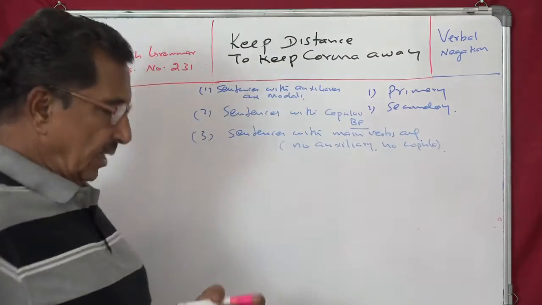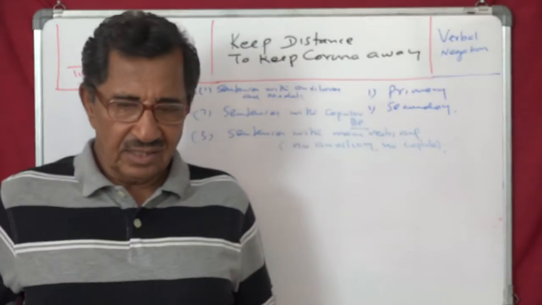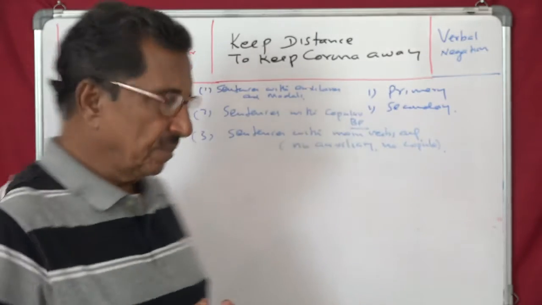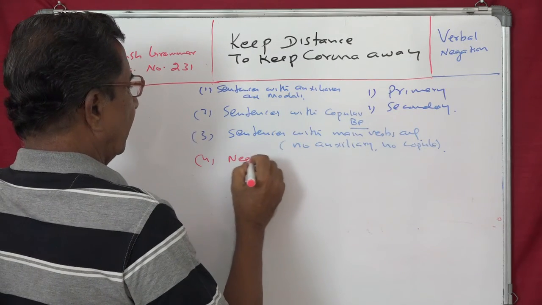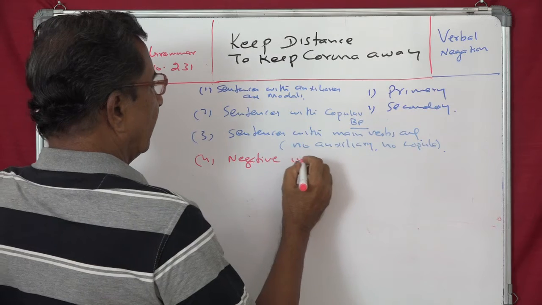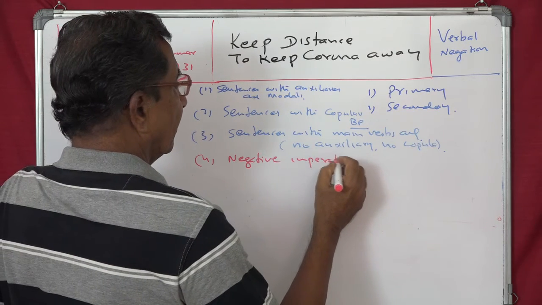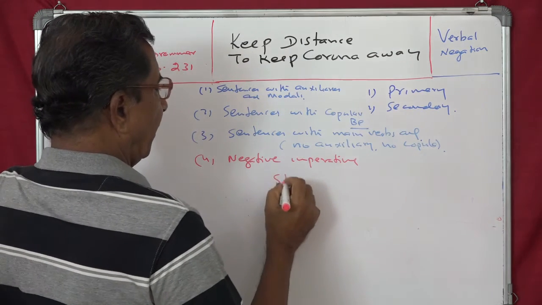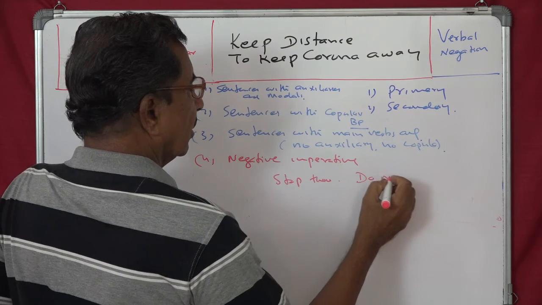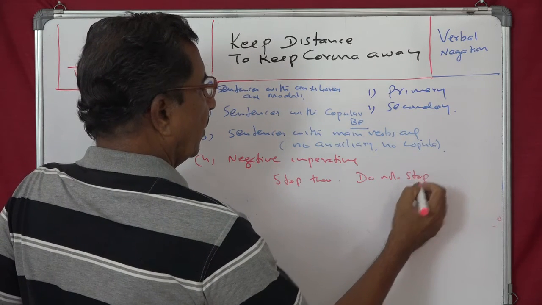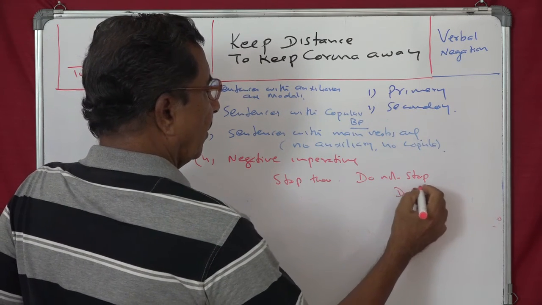Then the fourth is negative imperatives, imperative commands. Stop there. Do not stop. Don't stop.